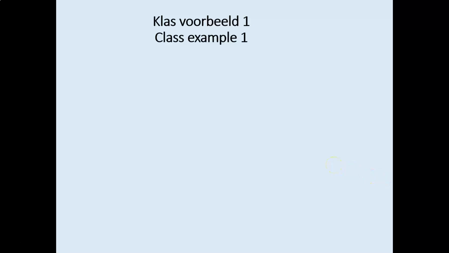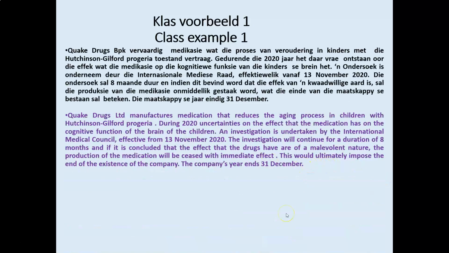Right, clause example 1. Quake Drugs Limited manufactures medication that reduces the aging process in children with Hutchinson-Gilford progeria. During 2020, uncertainties exist on the effects the medication has on the cognitive function of the brain of the children. An investigation is undertaken by the International Medical Council effective from 13 November 2020. Our company's year end is 31 December, so on 30 November 2020, the Medical Council starts with the investigation. The investigation will continue for a duration of 8 months, so well after year end.